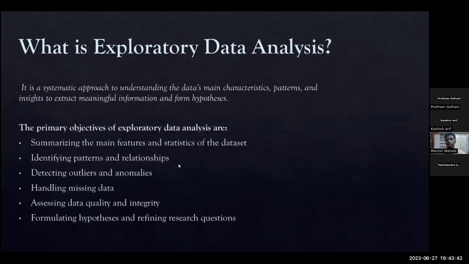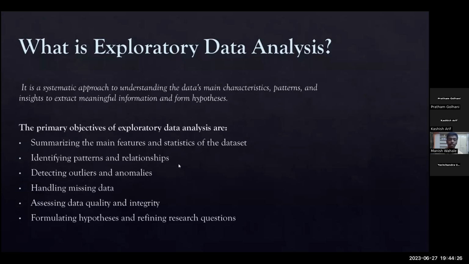So we'll understand what exploratory data analysis is. In simple terms, it is a systematic approach to understand the data we are provided, which is structured data in tabular form. We look at what features are present in the dataset, the main characteristics, the patterns and correlations present in the data, bring out some meaningful insights, and finally form some hypotheses so that they may become facts someday after many tests.